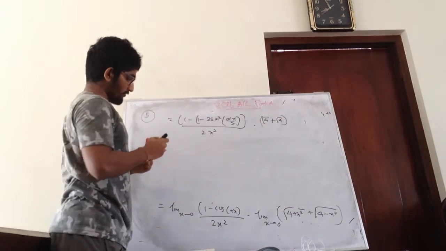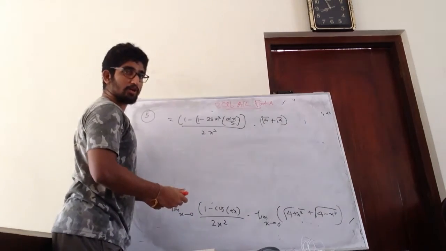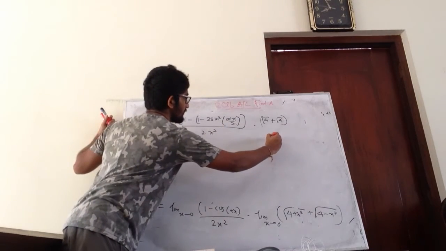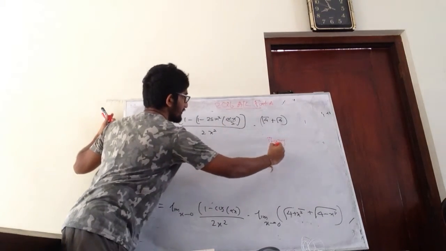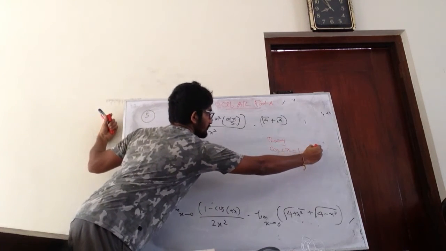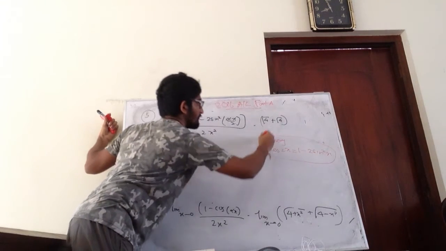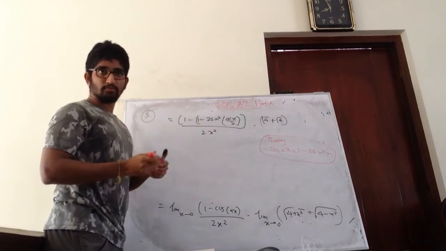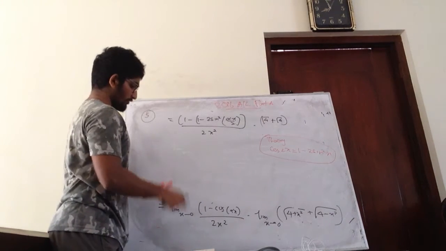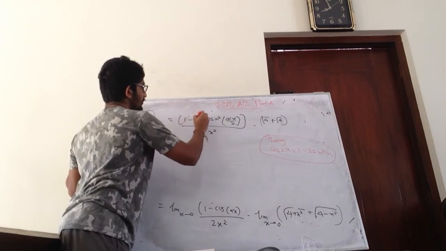Correct? Now, if you can't remember this, the theory is what? Cos 2x can be written as 1 minus 2 sine square. That is what I have utilized here. Right? So then I can cut these off.